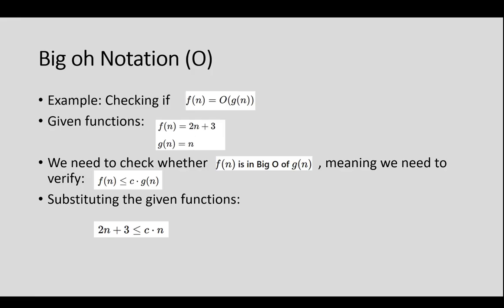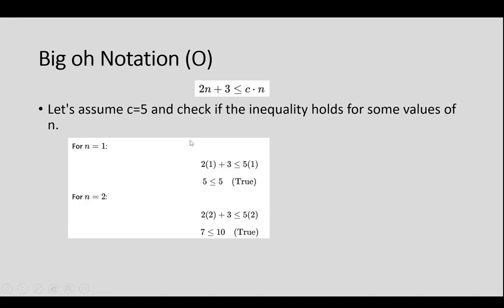So f of n is in big O of g of n means nothing but my f of n should be less than or equal to my g of n. Now, for this particular equation, we have to substitute whatever we have. Instead of g of n, you substitute n. Instead of f of n, you substitute 2n plus 3. Now, this is going to be my equation, correct?